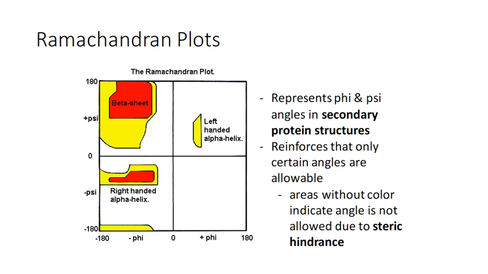Please take note of where the different secondary structures fall on the plot, such as the upper left-hand corner where we see the beta sheets, and down below where we see the right-handed alpha helix.